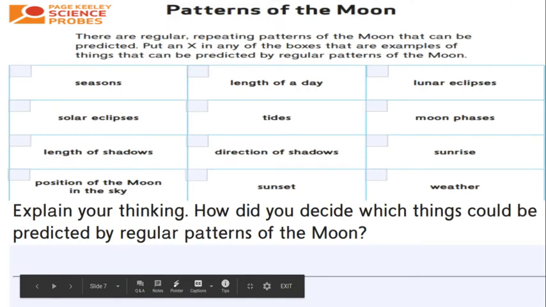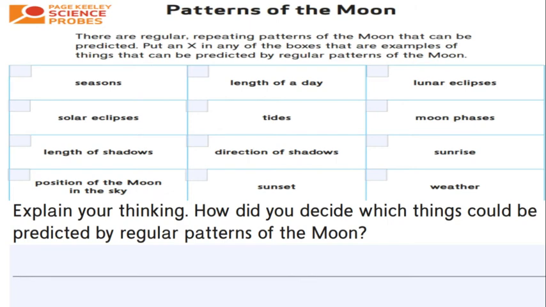All right, so here is the page again. I'm going to give you a chance to look at all of the boxes and decide which ones can be predicted by regular patterns of the moon. And so you can't put an X in the boxes like the directions say, because we don't have our books with us, but you can write them down in your notebook. So anything you would put an X on, whatever box, please just write down that word or phrase in your notebook. And then try your best to explain your thinking. How did you decide which things could be predicted by regular patterns of the moon? So please pause and do that now.